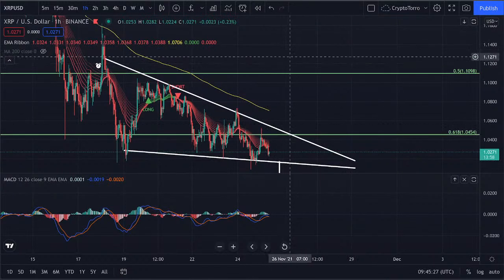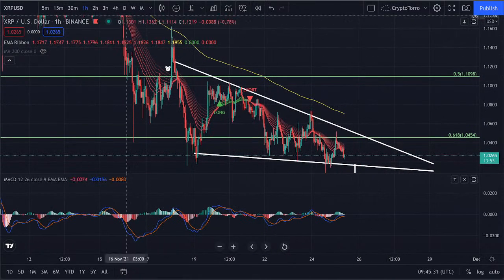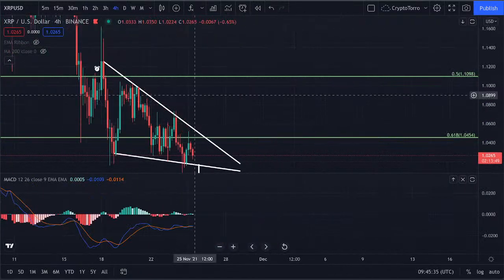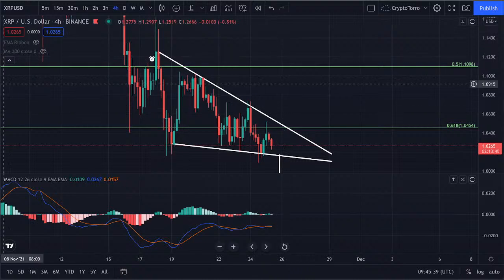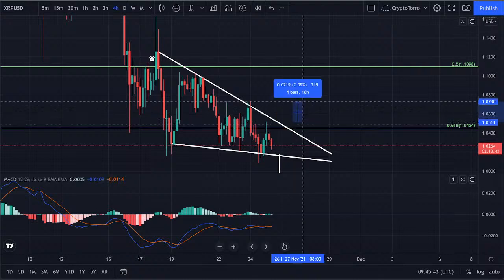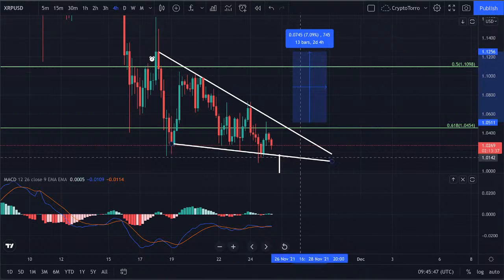$1.12. Yeah, one second. Oh yeah, that was on the 4 hourly time frame. That's why I'm a little bit confused over here. I will also be disabling the EMA ribbon, but it will be heading all the way towards the $1.12. And if we take a quick look at what the breakout is going to look like, well, $1.12 is all the way here. That would be a 7% breakout.